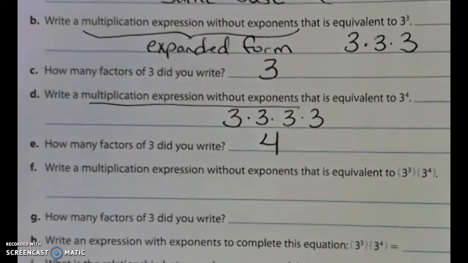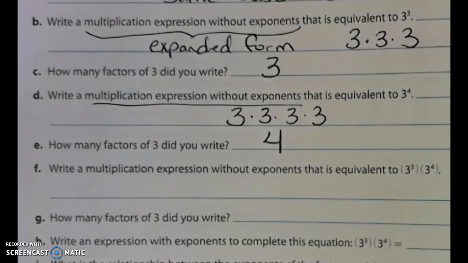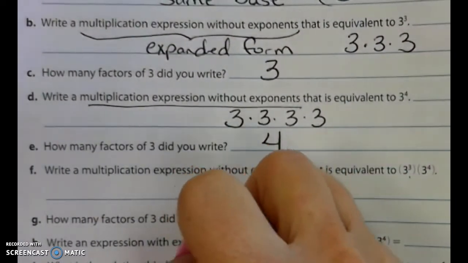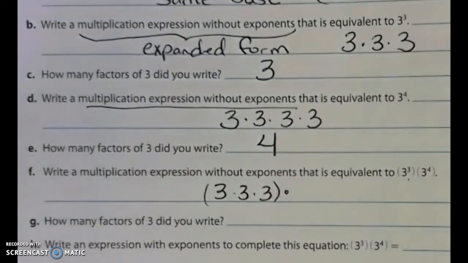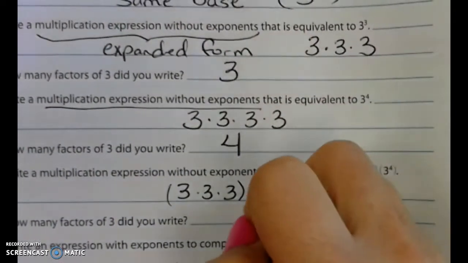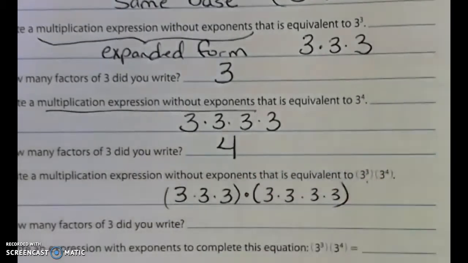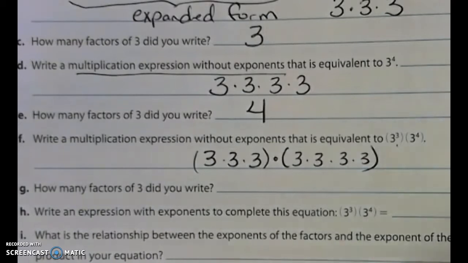F, write a multiplication expression without exponents that is equivalent to 3 to the third times 3 to the fourth. So we're going to expand the first one, 3 times 3 times 3. Then we're going to multiply it by the expanded form of the second one, 3 times 3 times 3 times 3. How many factors of 3 did I write?